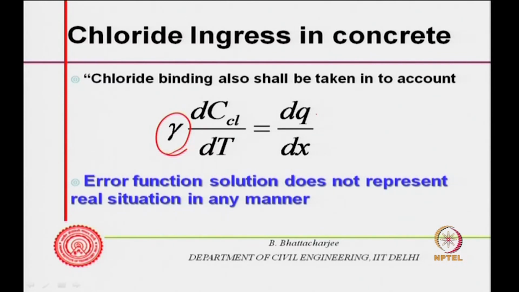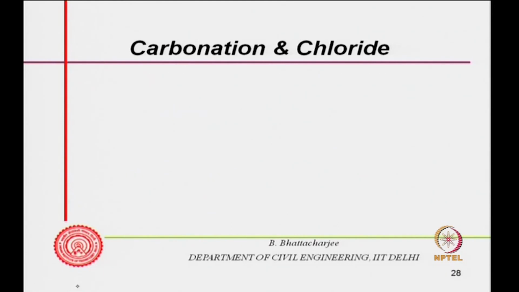Therefore, the error function solution does not represent the real situation in most cases. Chloride binding is the factor of total chloride to free chloride ratio. You must balance the total chloride and the flux, the rate of change of flux which you have used earlier, and it would be something like this.